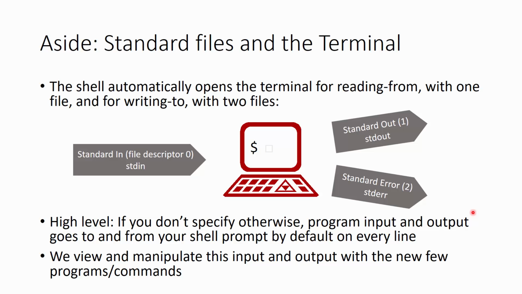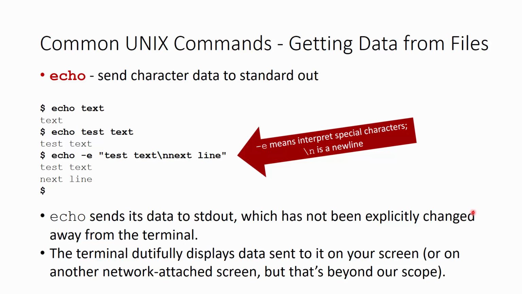The reason we bring this up, of course, is because we're going to change this. We're going to start to manipulate the input and output with the next bunch of commands that we use. So starting with echo. What echo does is it sends character data to standard out. What echo does not do is send text to the screen. That's not what it does. Echo sends character data to standard out.